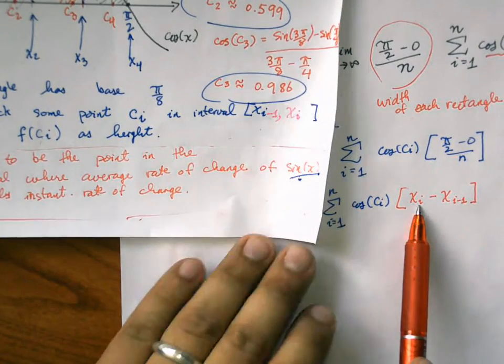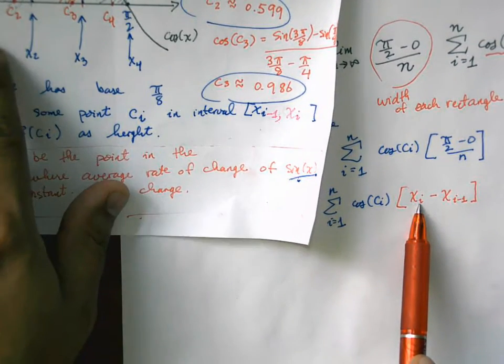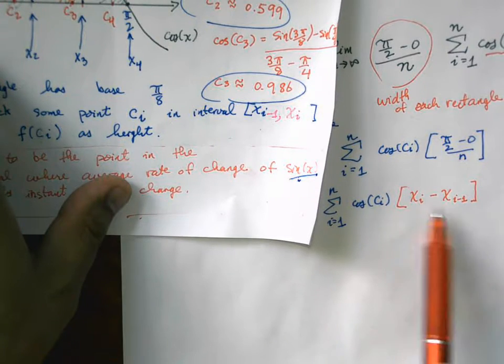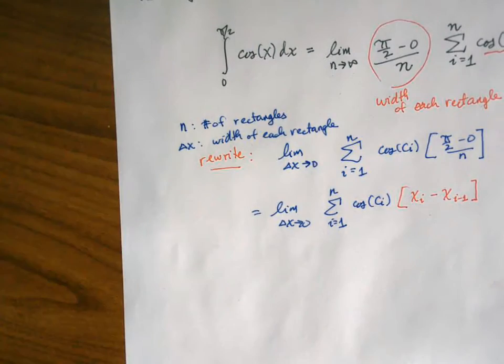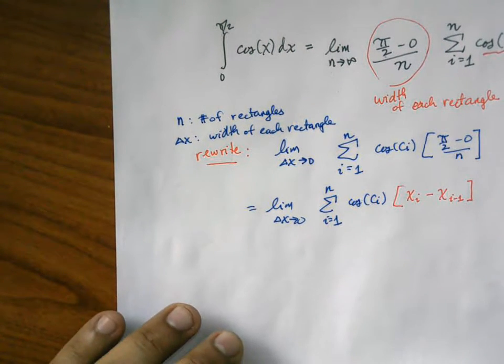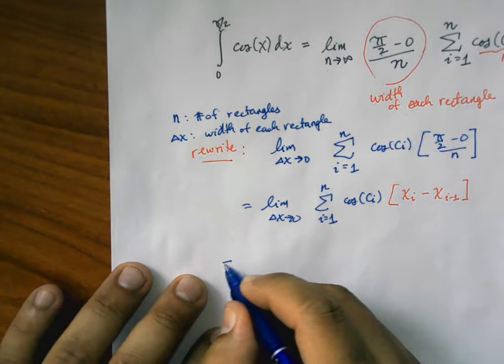So, for example, x sub i, let's say i is 1, so that means x1 minus x0, since x sub i minus 1 is x0. Okay. Now, on to probably the trickiest and perhaps most challenging part of all of this.